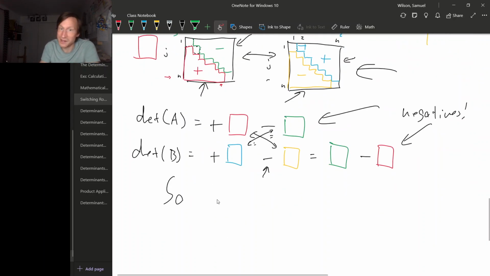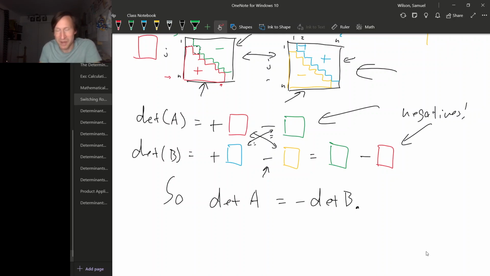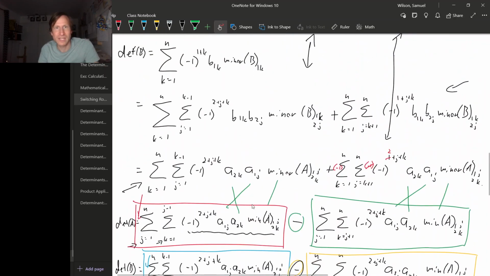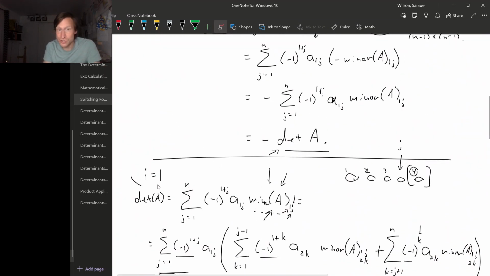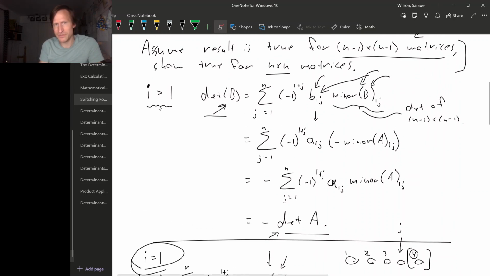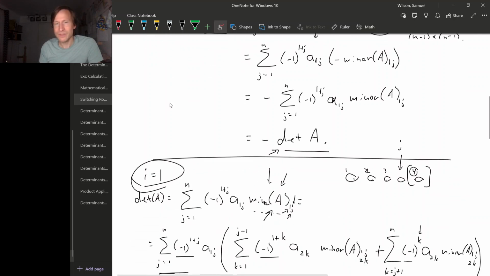So what we've finally shown is that the determinant of A is just the negative of the determinant of B, right? So to sum up, we showed that if you interchange, this was the hard case, the first two rows, then the determinant switches sign. We also showed if you interchange any other two later adjacent rows, the determinant switches sign. So now we know if you interchange any pair of adjacent rows, the determinant changes sign.